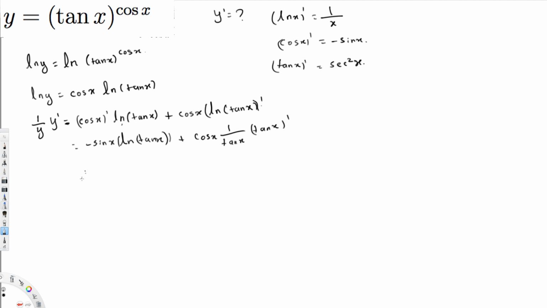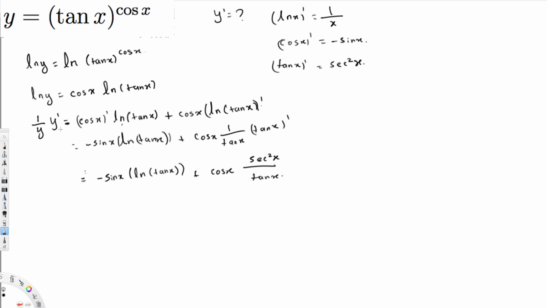Then if I solve for this one, I can first solve it and bring the y to this side after. So it's minus sin x ln tan x, and then plus cos x. We know the derivative of tan x is sec square x, so I can directly put it here. It's going to be sec square x over tan x.